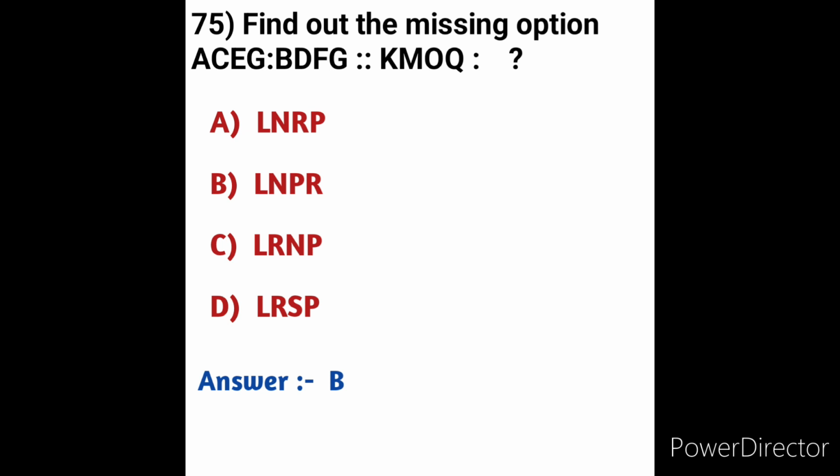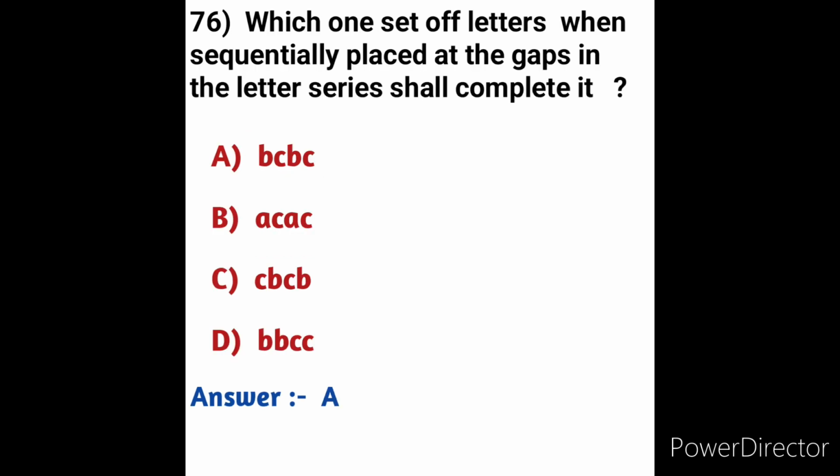Option E. Next E, next F will come. After G, here G will come. So here we have to know the alphabet series after K. After K, L will come, after M, N will come, after O, P will come, Q next, R will come. So here option B is the correct answer, L and P R.